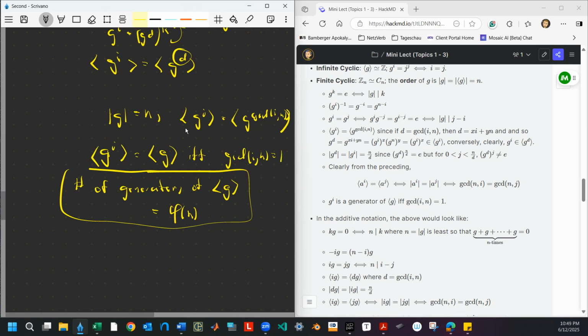So there's all sorts of useful stuff here, and we're going to use this. That gives you a way of telling whether or not you have a generator. You're in a cyclic group generated by g, and a power of g, g to the i, generates the whole group if and only if the GCD of i and n is 1, that is, if they're relatively prime. So that's the point.